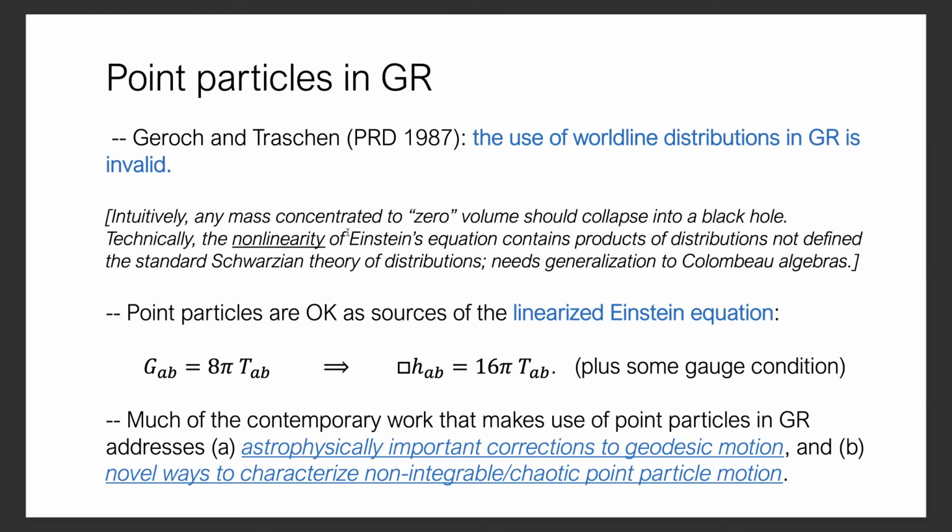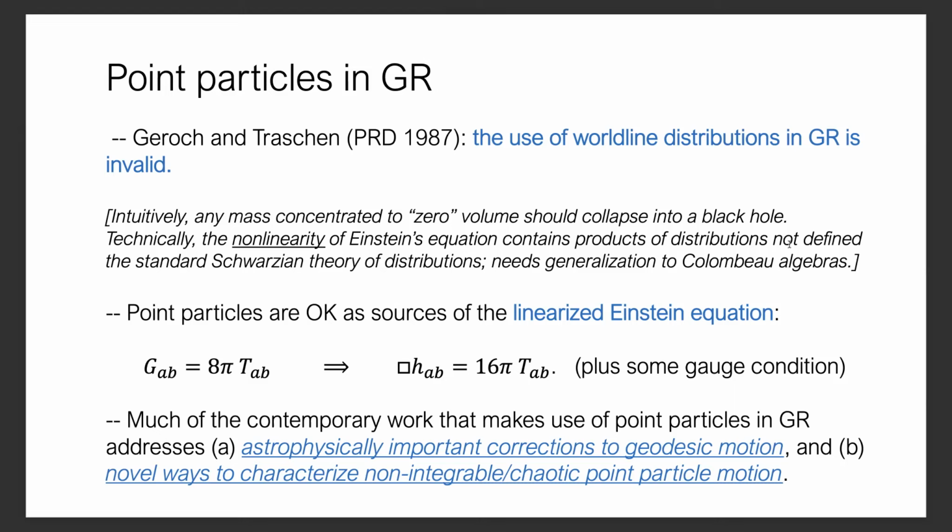Intuitively, one can make sense of this warning by the fact that point particles have finite mass and are restricted to zero volume, and GR already tells us that such an object cannot exist because it should have collapsed into a black hole already. More technically, such distributions in GR are not allowed because the nonlinearity of Einstein's equations invalidates the standard Schwartzian theory of distributions. So this needs to be generalized, and there are attempts to generalize it to so-called Colombeau algebras that make sense of products between distributions, which is not present in the standard distribution theory.